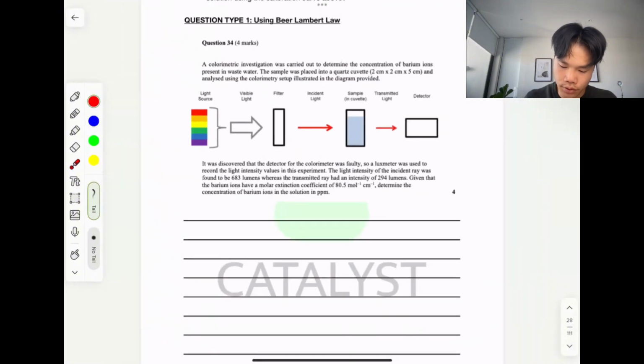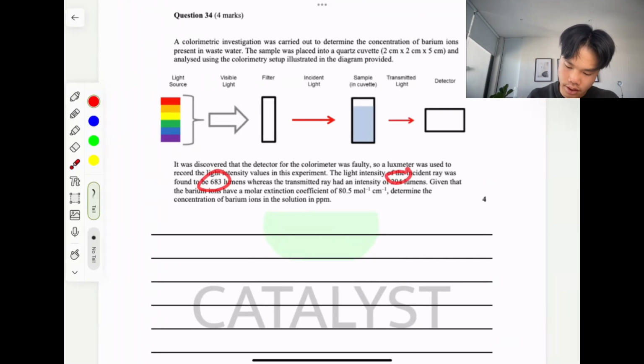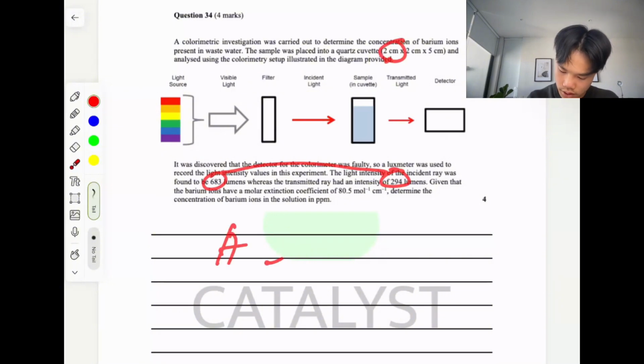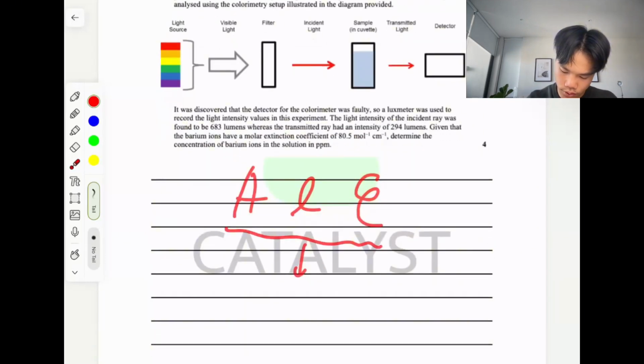Okay, and alternatively, you can use Beer-Lambert law. So if you have the intensities, you have the molar extinction coefficient, which is epsilon, then you'll be able to solve for absorbance using the intensities. And then because you know the length as well of the cuvette, 2 centimeters, taking the absorbance, length, and epsilon, you can compute those to find your concentration using Beer-Lambert law.